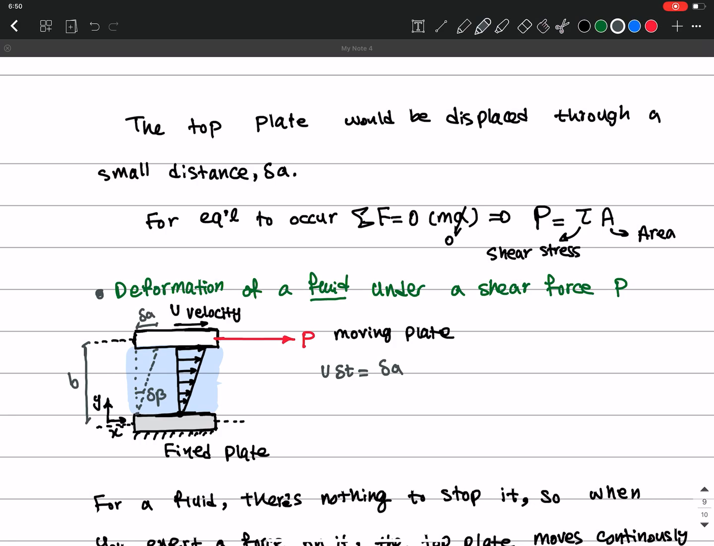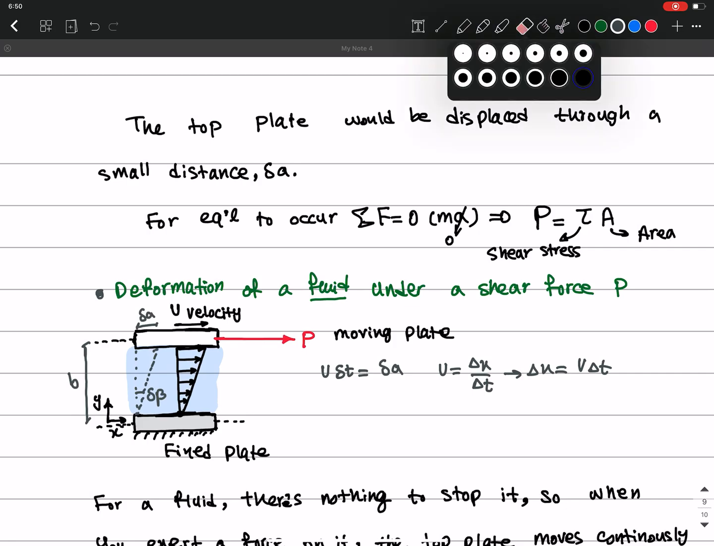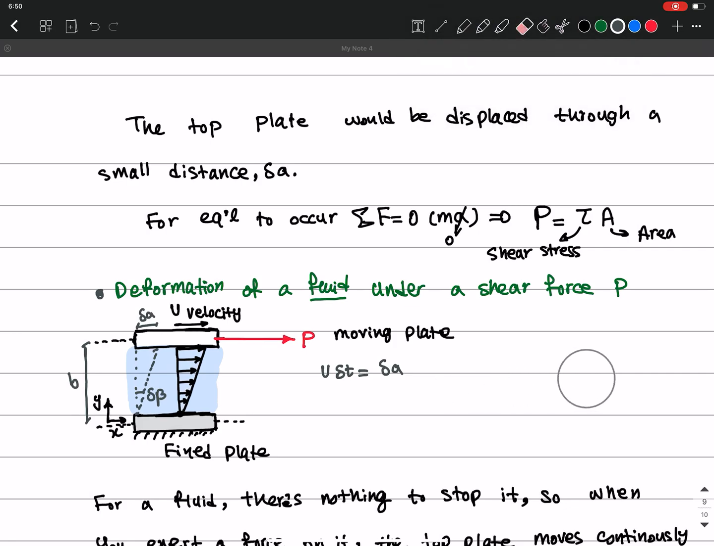As you know, the velocity is delta x over delta t. So if I want to find delta x, I just need to multiply U times delta t. This is just a reminder of what I did here. So U times delta t is going to be delta A, and this is what I have shown here.